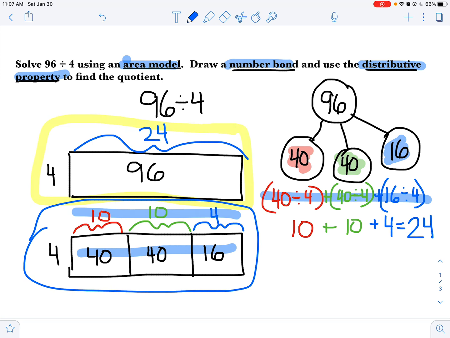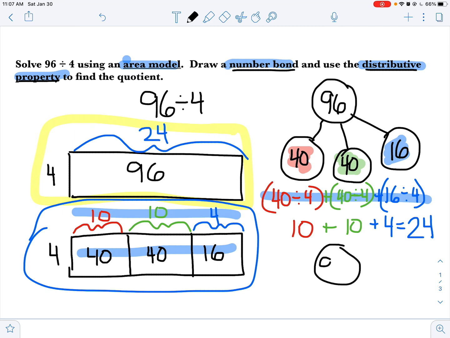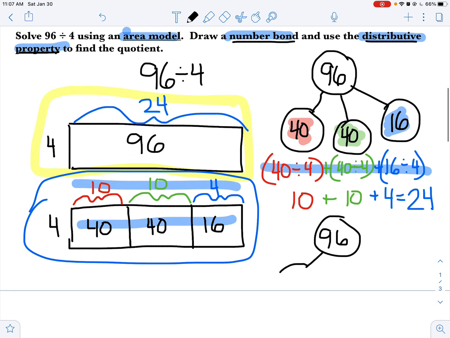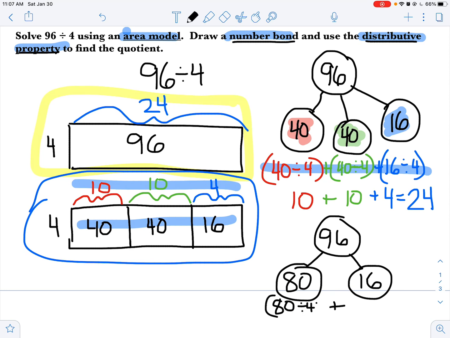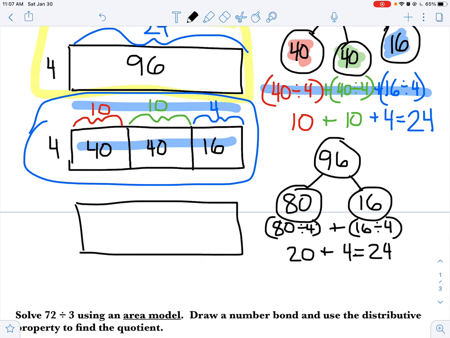Let's take a look at a third problem, and I'm going to model it slightly differently. Before I get there, actually, if you did know 96 could be broken up into 80 and 16, if you recognize that you are comfortable doing 80 divided by 4, you are welcome to do that. And then 16 divided by 4, you are welcome to put those two parts together, and you can say this would be 20 plus 4 to equal 24. You will get the same answer. And then for your model, you would simply have drawn 20 and 16.